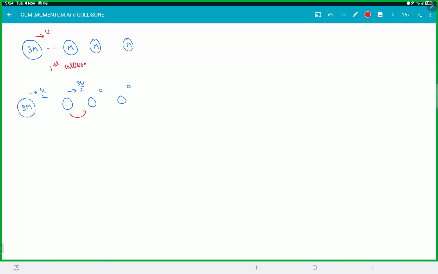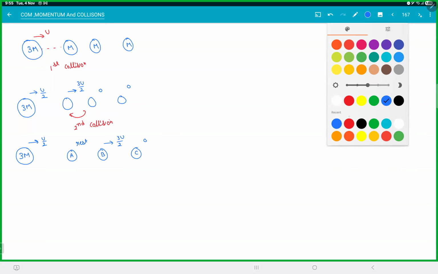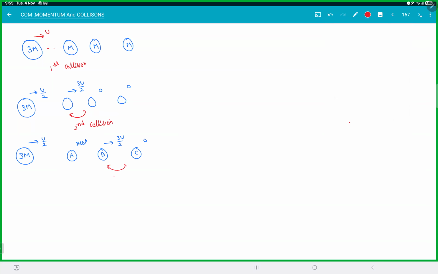The second collision will be between these two. Now, technically speaking, all these collisions will happen very fast, instantaneously, but let's assume there's a small time delay. So remember, 3m is still going with u by 2. In this process, A has come to rest. Now B started going with 3u by 2 because they're the same masses. C is still at rest. The third collision will happen between B and C.